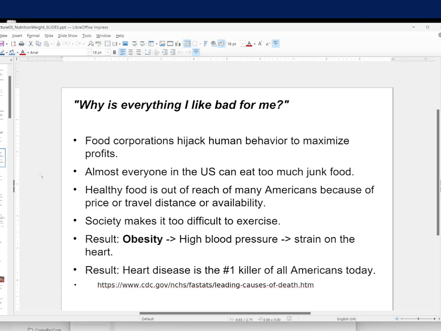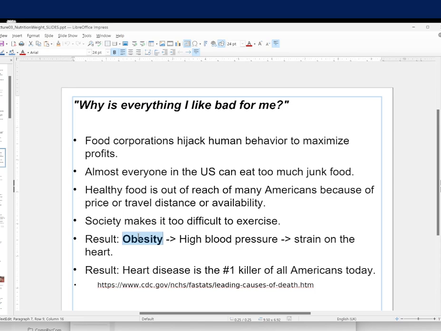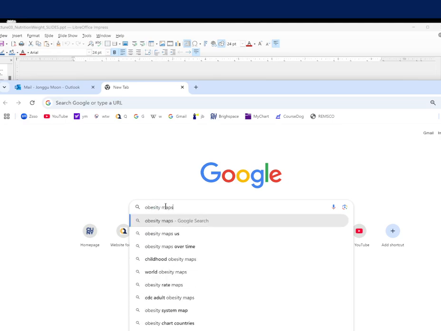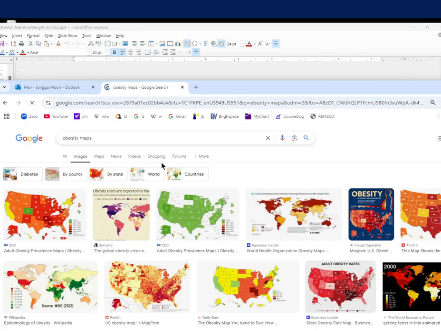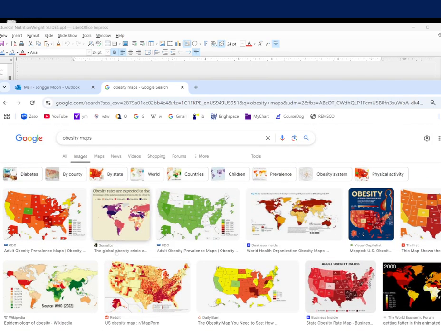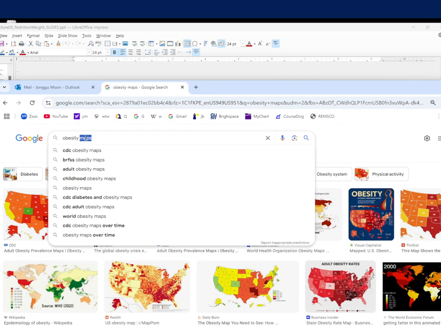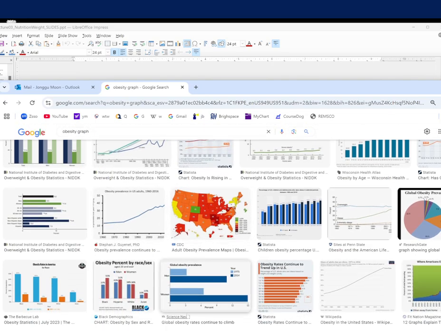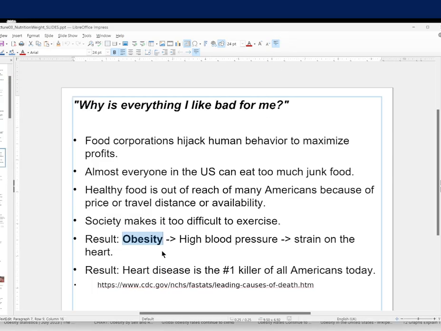Now, why should you eat less, exercise more? Because obesity is a massive problem in the United States. Go ahead, search on the internet for obesity. How about obesity maps? Let's search for obesity maps, and see what comes up. And you see these trends of obesity in this country, other countries. Then you can look at obesity graphs, and you can see this trend of obesity in the United States and other countries.